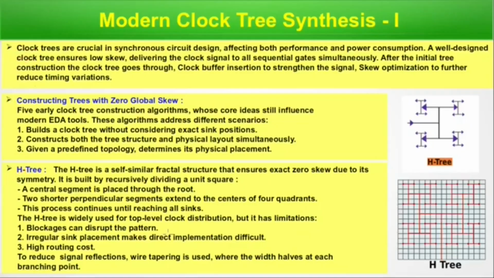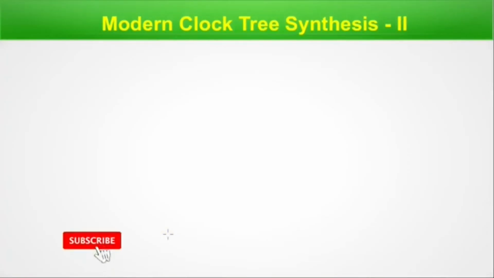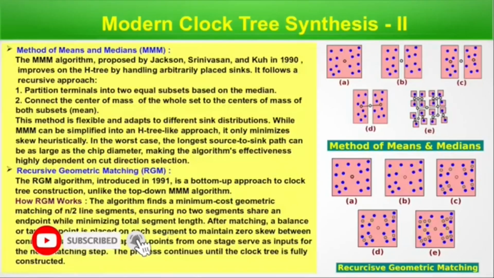We will move to the next slide. Modern clock tree synthesis, the second slide. Method of means and medians. The MMM algorithm, proposed by Jackson, Srinivasan and Kuh in 1990, improves on the H-tree by handling arbitrarily placed sinks. It follows a recursive approach: partition terminals into two equal subsets based on the median.